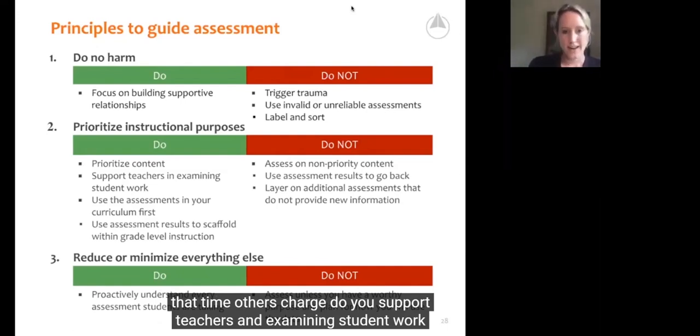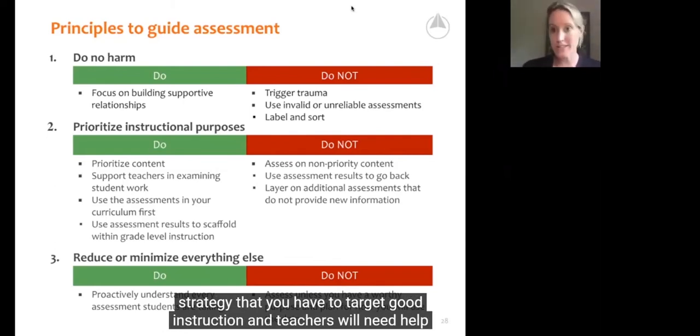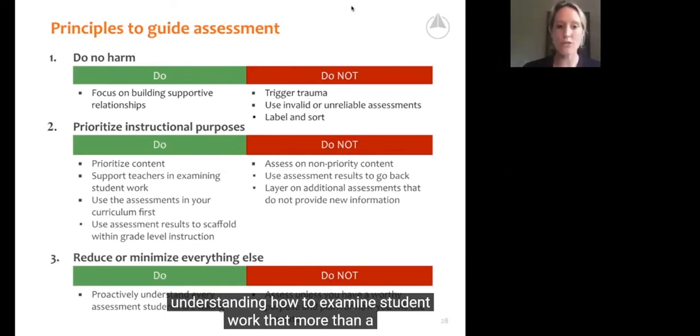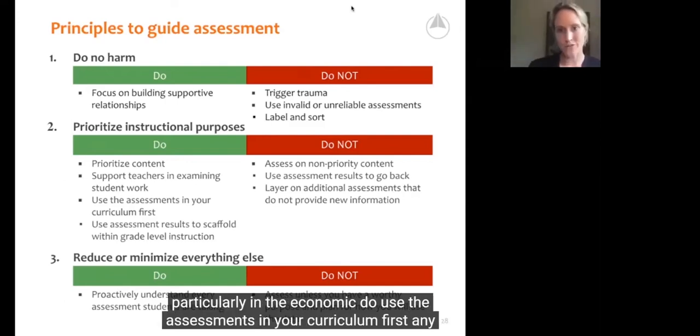Other strategies. Do support teachers in examining student work. Student work analysis is going to be the most important instructional assessment strategy that you have to target good instruction. And teachers will need help understanding how to examine student work. That, more than adding additional assessments, should be the heart of a good assessment strategy, particularly in the aftermath of COVID.